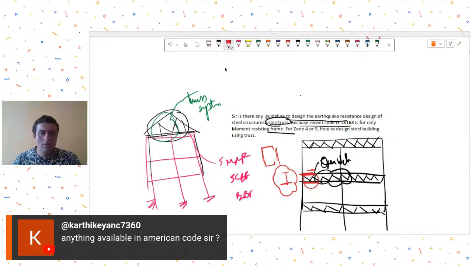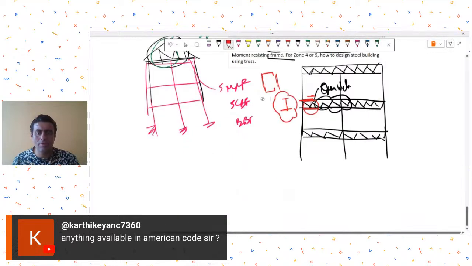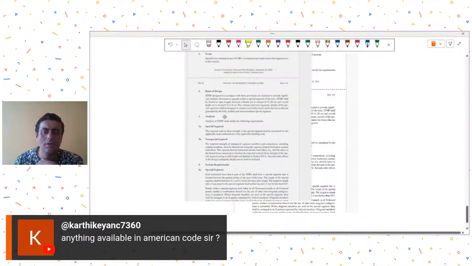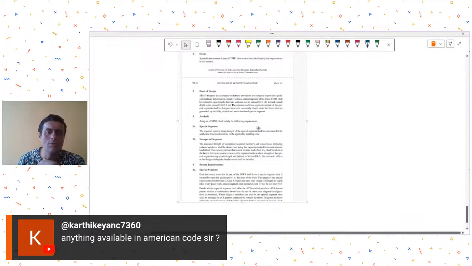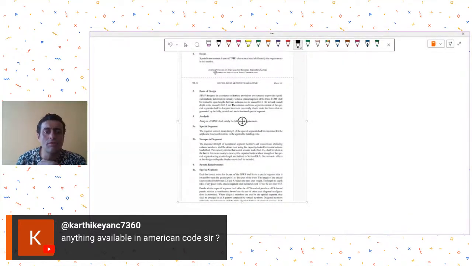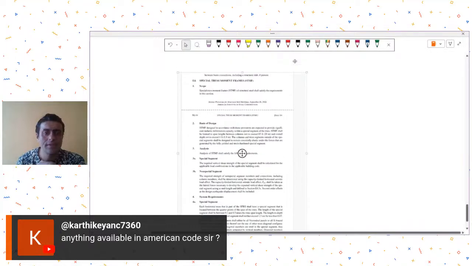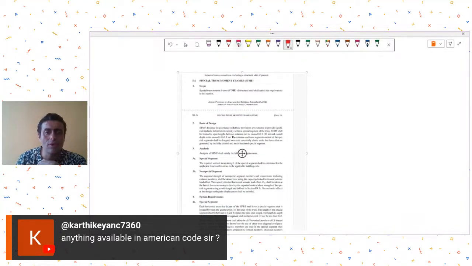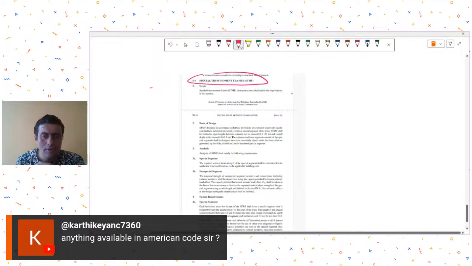So I just put a screenshot. I have never read it, but if you are interested, maybe you can. You see, I have put a screenshot over here: special truss moment frames. Interesting. This is from AISC 341. Screenshot from AISC 341. Inelastic deformation capacity within a special segment of the truss.